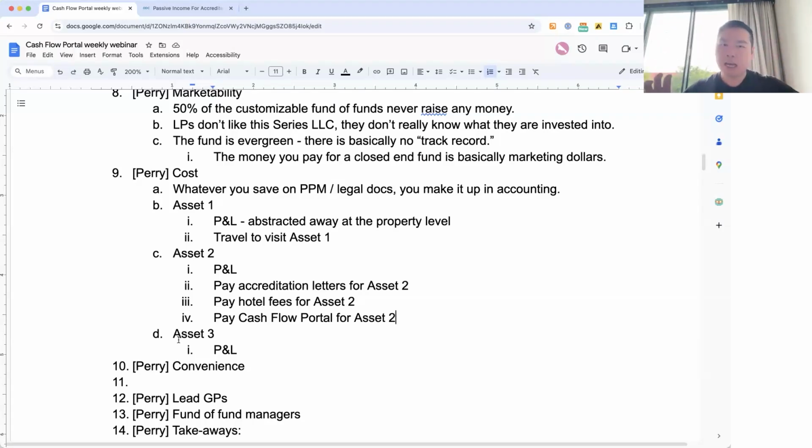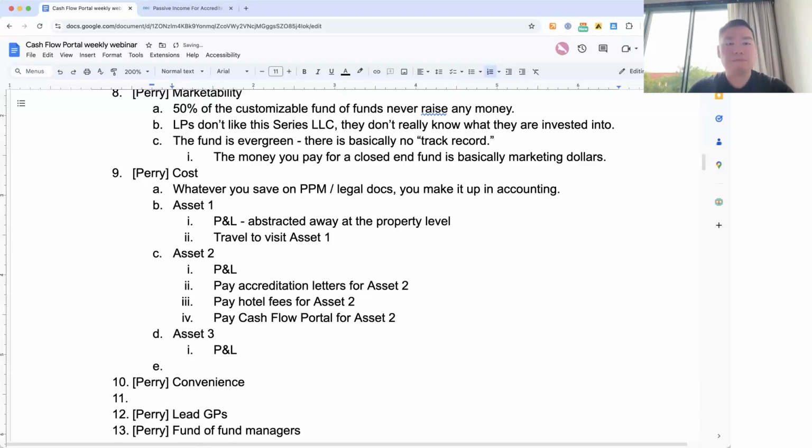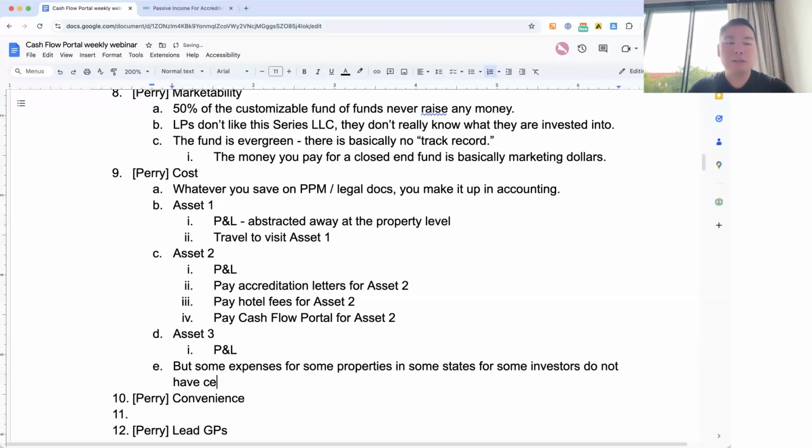So whatever you save on PPM, you have to do that part of the accounting. The accountant then creates a unified K1 on your behalf. It gets more complicated. Each one of those has LPs, but some expenses for some properties in some states for some investors do not have certain tax benefits. I don't know the details, but a California investor will be entitled to certain things if the property is in some other state or in California. And so you have to take that into account. So you need this very specialized accountant that can do your books.